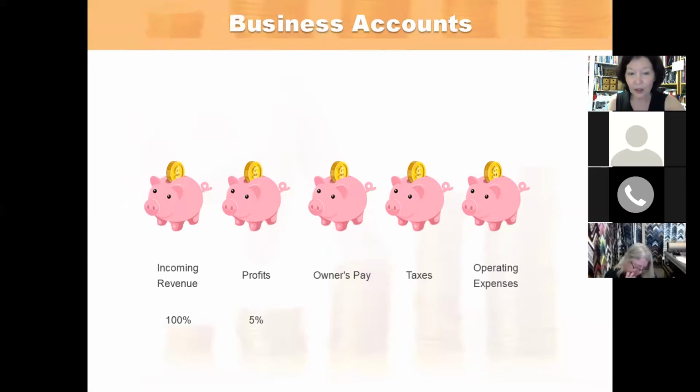5% of it is going to go into your profits. 50% is going to go into your owner's pay. Which is what exactly? That's your paycheck that goes into your personal account. Oh, that I'm paying myself? Yeah. And then 15% goes towards your taxes.